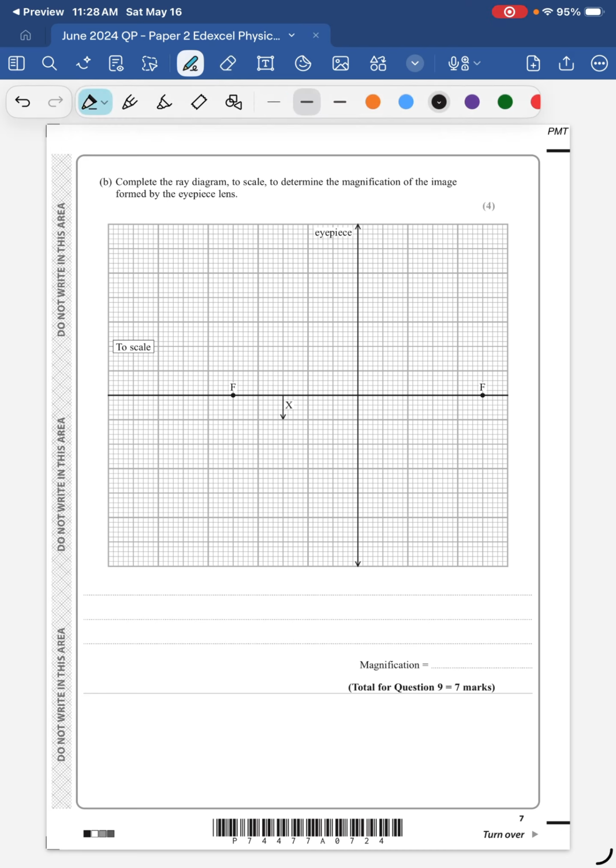So we will have a ray. Actually, let's use a different color. We will have a ray that goes towards the lens like that, and then passes through the focal point. No, that's not what I want. I don't want a line that bends. So let's do that. Okay, great. That's my first ray.